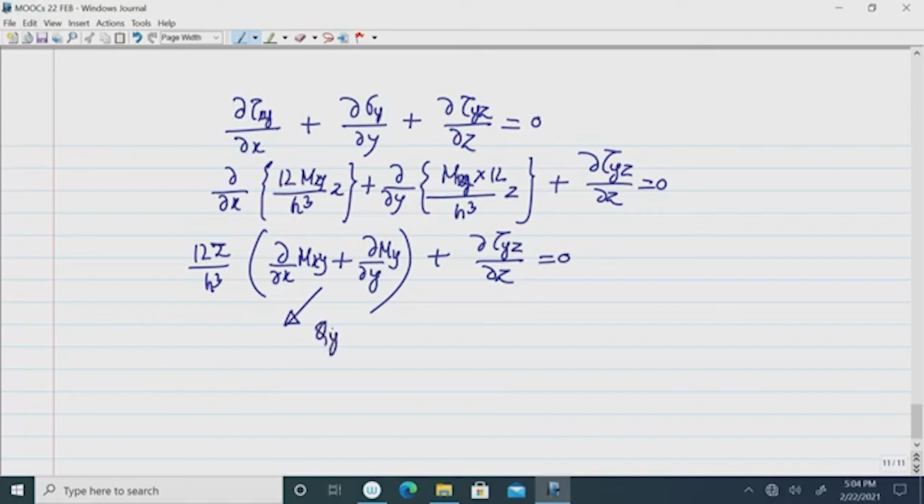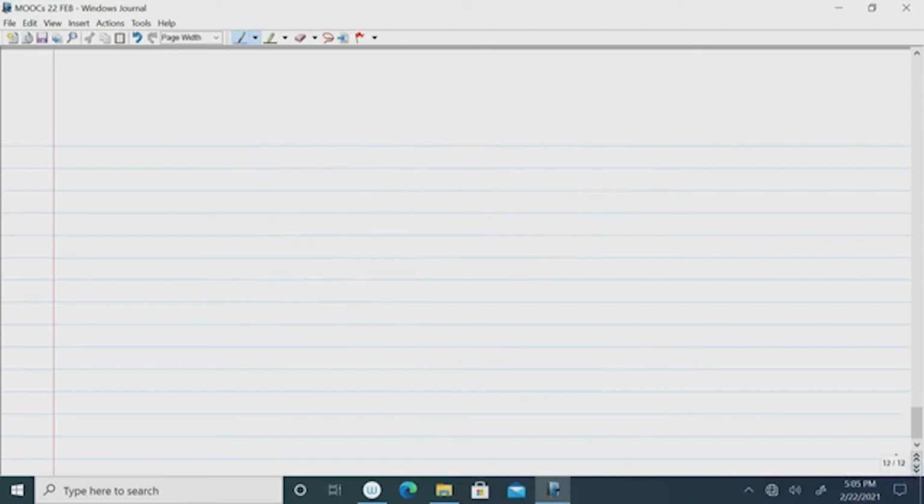Similarly, after integrating, we obtain the expression for tau yz. I am skipping the steps because it is known to you from the previous integration. Therefore, tau yz can finally be written as 3 by 2 q y by h into 1 minus 4 z square by h square. So, all the expressions have been written, and the next expression that remains is sigma z.